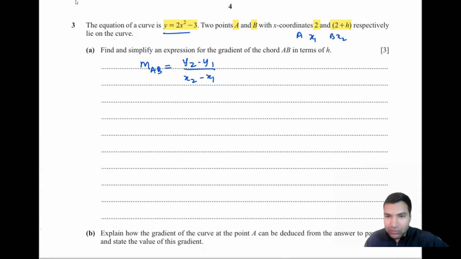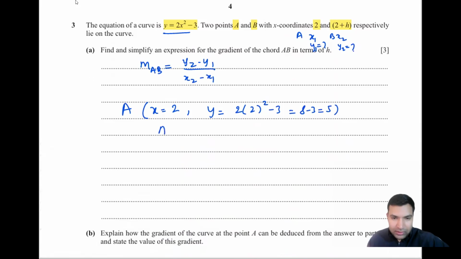Right? So if I assume x1 is 2, I need to find the value of y1 and the value of y2. For A, x is equal to 2. So how do I get y? Y is this, because A and B are contained in the curve. So how much is y? We get 2 times 2 squared minus 3, which is 8 minus 3, equal to 5. So we get the coordinates of A as (2, 5).